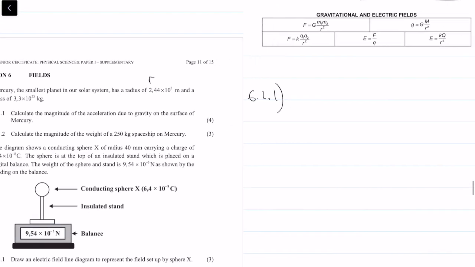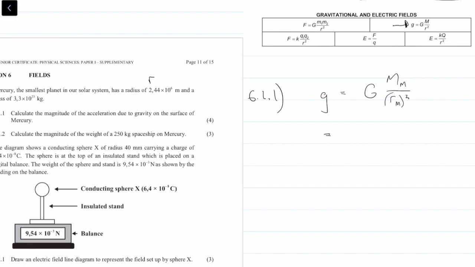So we're focusing on this equation right here. So g is equal to the gravitational constant times the mass of the planet, so the mass of Mercury, over the radius of Mercury squared. And all we need to do is substitute values in now.